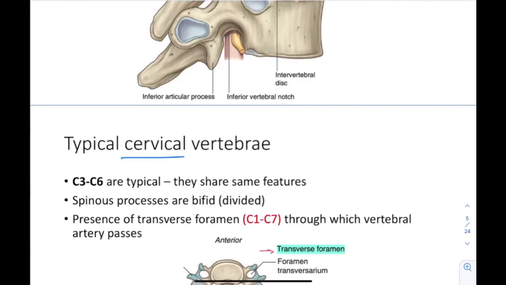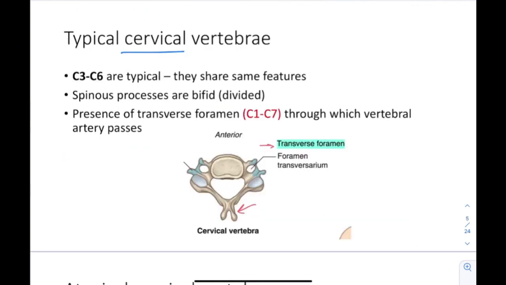So now we're going to talk about the typical cervical vertebrae. By typical, we mean that these vertebrae share the same features. So C3 to C6 are typical. C3 refers to the third cervical vertebra, C6 refers to the sixth. So C3, C4, C5, and C6 are typical, and they share the same features. Their spinous processes are bifid. That means it's divided. You can see right here.